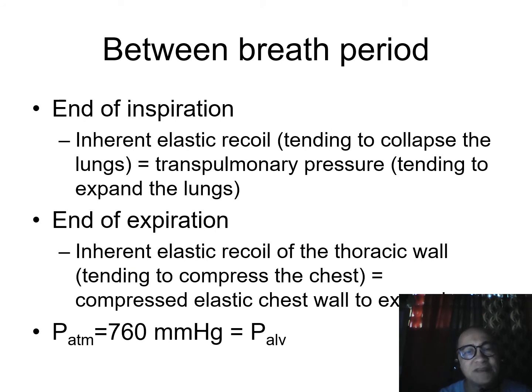In between inspiration and expiration, the transmural pulmonary pressures balance out each other. At the end of inspiration, inherent elastic recoil, that is the tendency to collapse the lungs, is equal to the transpulmonary pressure tending to expand the lungs. At the end of expiration, inherent elastic recoil of the thoracic wall tending to compress the chest is equal to the compressed elastic chest wall tending to expand. In all this, there is no overall flow of air into and out of the lungs, and the atmospheric pressure is equal to that of the alveolar pressure, which is zero.